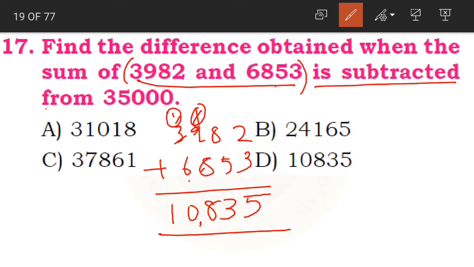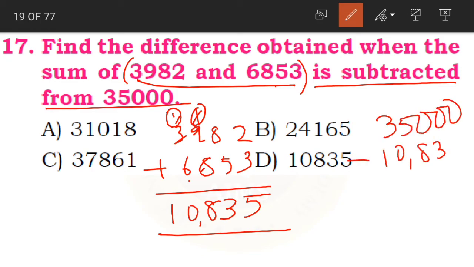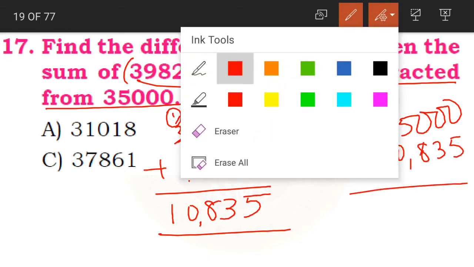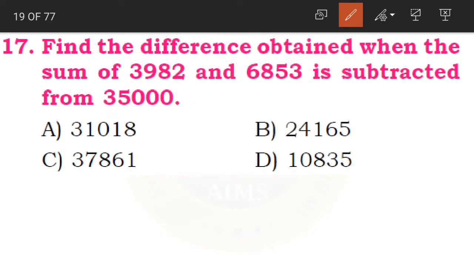Now what should we do with this sum? It is to be subtracted from 35,000. So 35,000 written first, then subtract 10,835. Here comes the problem of zeros. I will write it clearly.